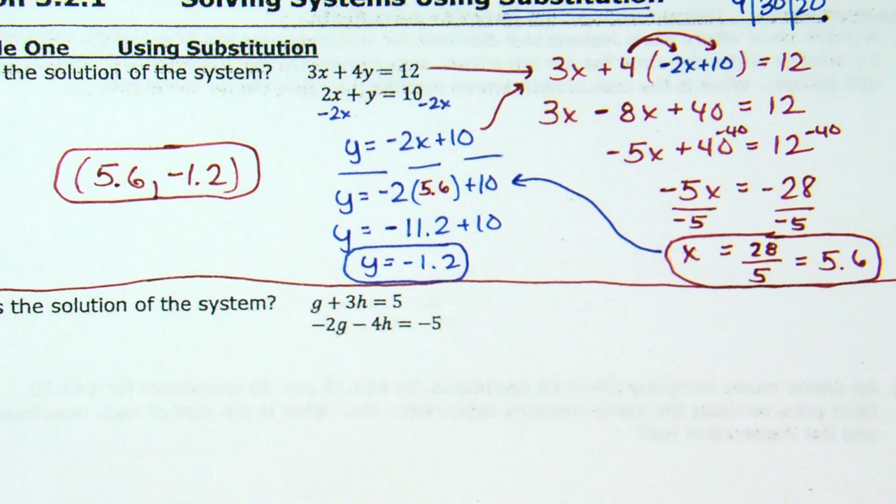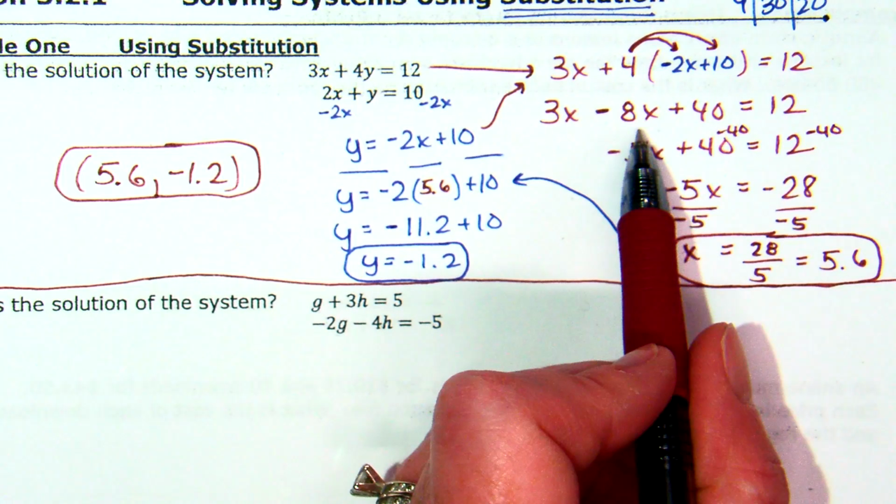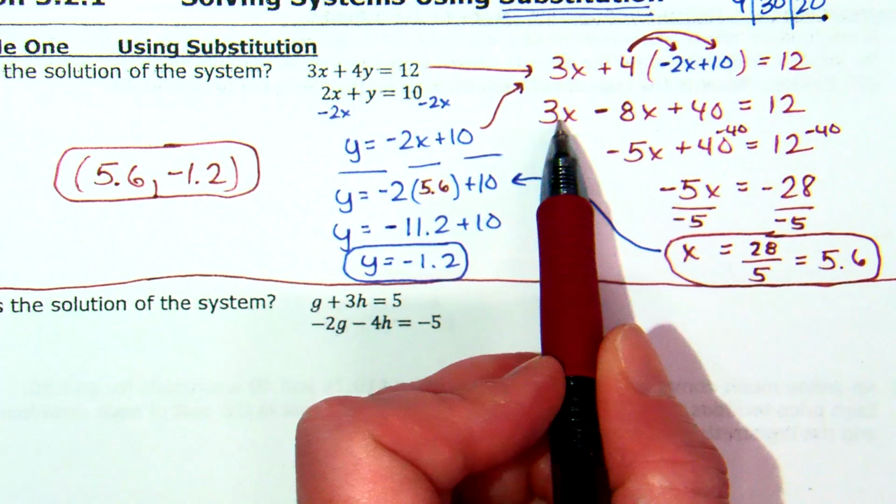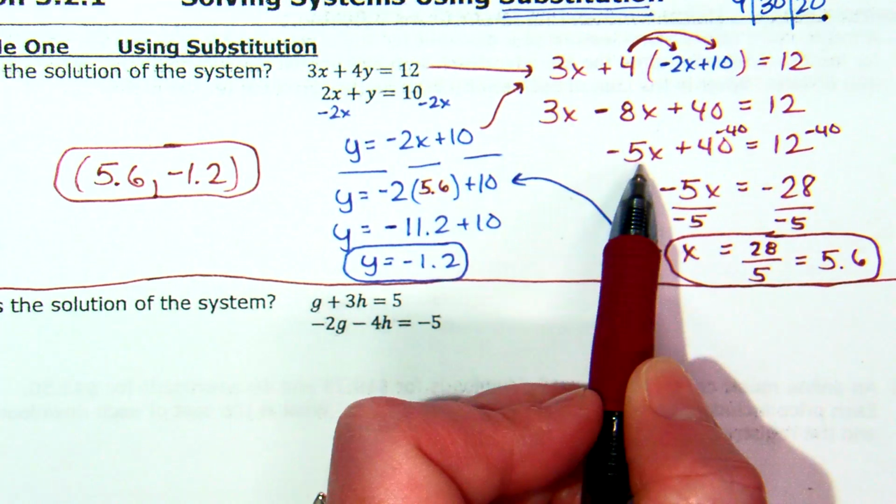Questions? Yes, David? I forgot how you get the negative 5x of that. Right here? Were you okay right here when I had negative 5x plus 40? Or are you talking up here? Okay, so up here, after I distributed, I had a 3x plus a negative 8x. And since these are already on the same side of the equation, I just put them together as is. Is that what you're asking?